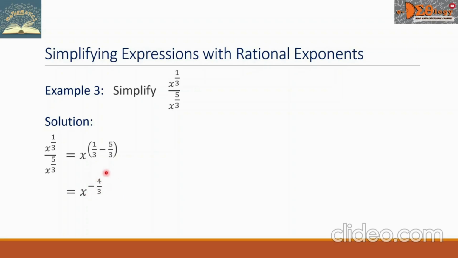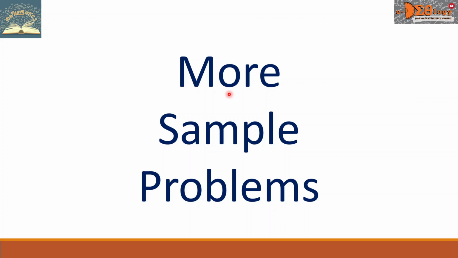Let us remove the negative sign. That means we will rationalize, and we will do it like this: 1 all over x raised to positive 4 over 3. This is the final answer. Let us have more sample problems.